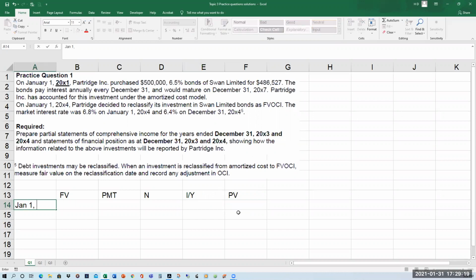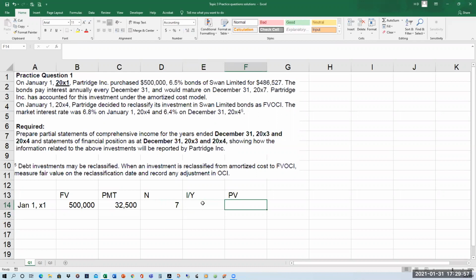The purchase was made on Jan 1st, 2001. The bonds have a face value of 500,000. The coupon rate is 6.5%. So every year, the bonds will pay interest at 6.5% on 500,000. That's $32,500. The number of years to maturity from Jan 1st, 2001 to December 31st, 2007, well, that's 7 years. So that's under the number of periods. The interest rate is what we must calculate. So I'm going to leave that blank for the moment.